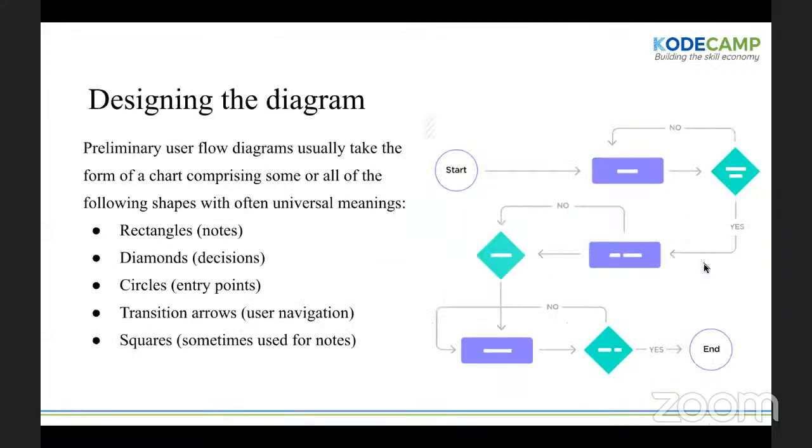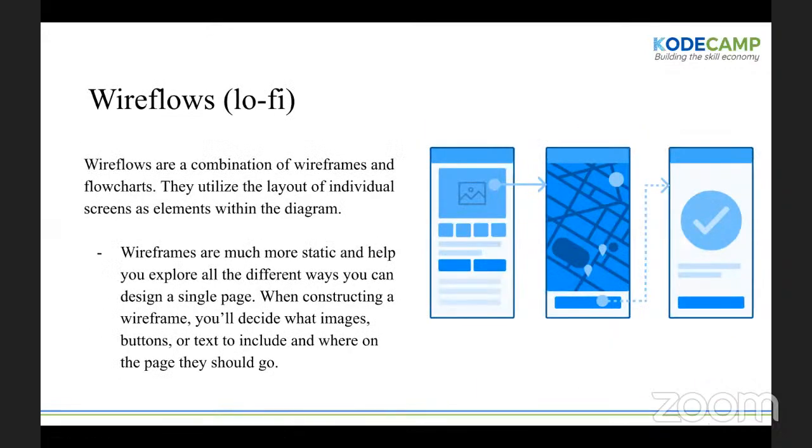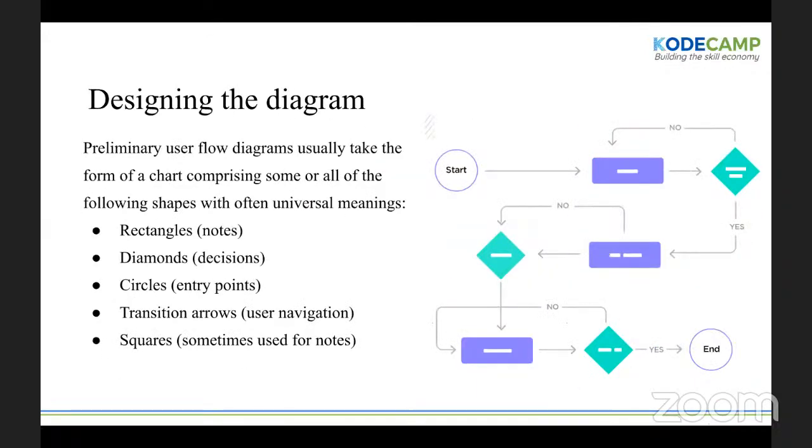the next thing, which is designing the diagram, right? So we've talked about the charts that constitute a user flow, which is like the task flow, and then the wire flows and the user inflows, right? So preliminary user flow diagrams usually take the form of a chart. It's not like everyone or most design teams use it, but these are just design best practices, right? So it usually takes the form of a chart which comprises some or all of the following shapes, right?